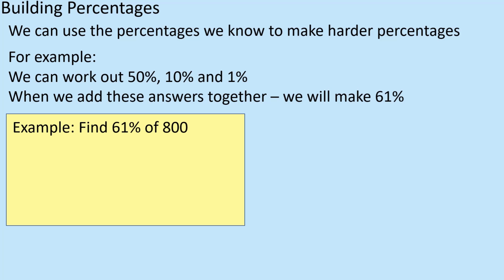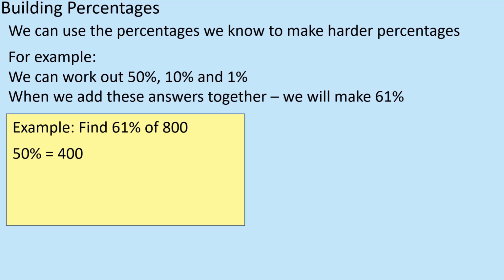But alternatively, you might decide, well, I can work out 50%, I can work out 10%, I can work out 1%, using the skills I've done in other lessons. There's another percentage lesson based on 50% and 10%, and now I've just done 1%, and then bring them all together. And that's what we're going to do here.